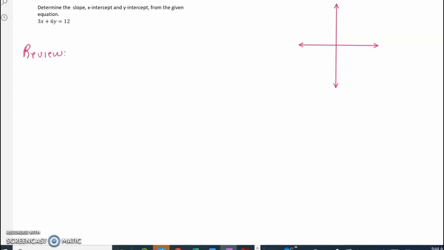the equation y equals mx plus b. Well, if you recall, the m is the slope, and it's the coefficient next to the x term. And the b is the y-intercept. Let me just write it all the way out.